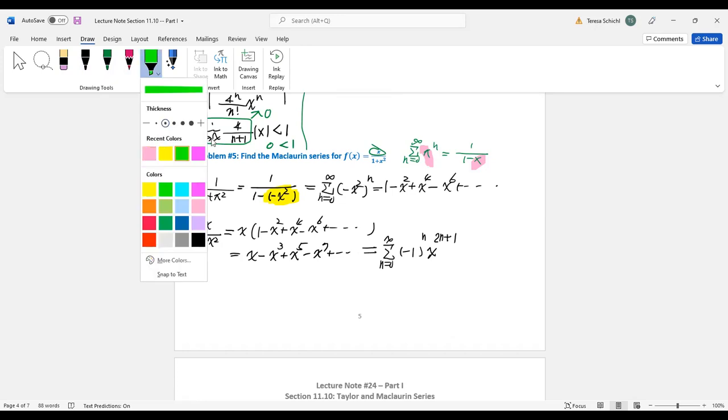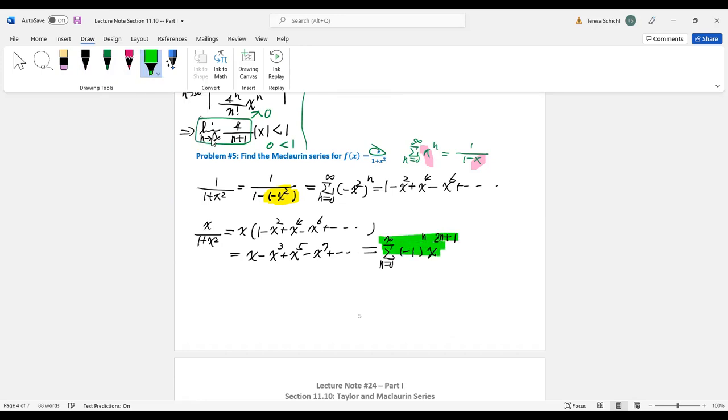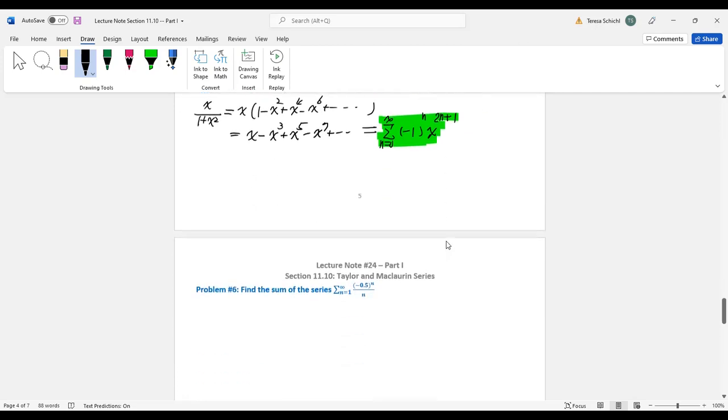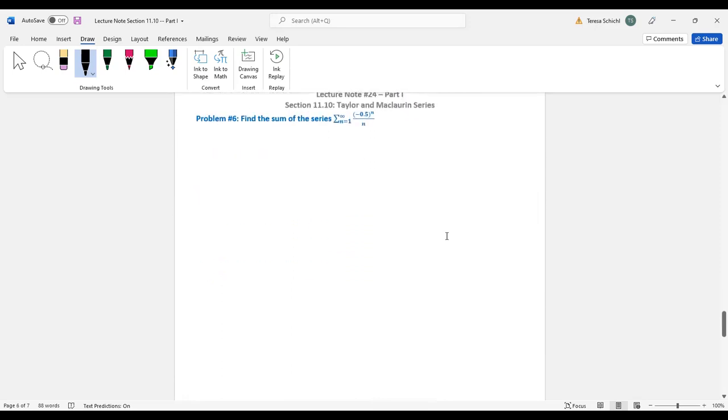So I know I'll be able to find the Maclaurin series by manipulating an existing one. The first part here is you find the geometric series, and then you just multiply it. Okay, so let's take a look at our next example here.